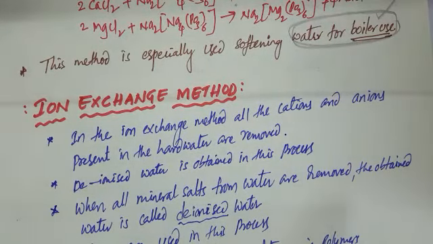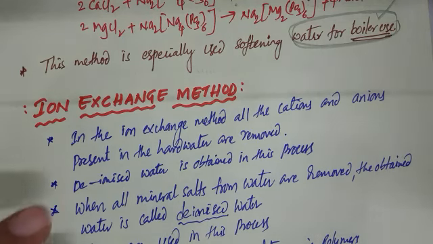And another very important method is the ion exchange method, or ion exchange resin method. In this process we are using resins. So what are resins? Organic polymer compounds. Organic resins are going to remove whatever salts are responsible for the hardness of the water.